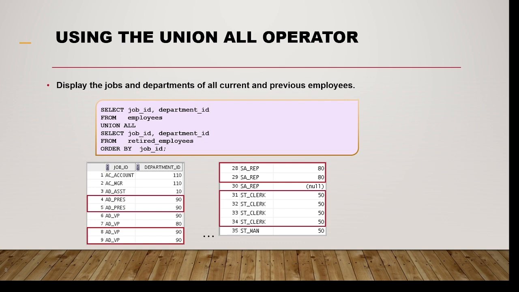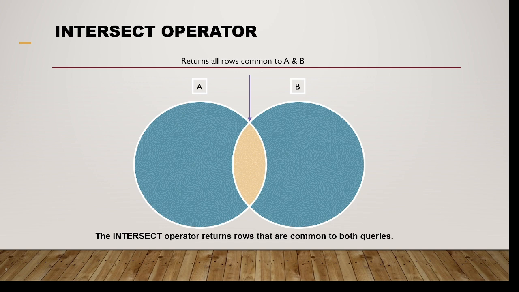Okay, so if you run the same query with the union operator, then the number of rows may vary because the union operator is going to eliminate all the duplicate rows. Coming to the next operator, that is the intersect operator.